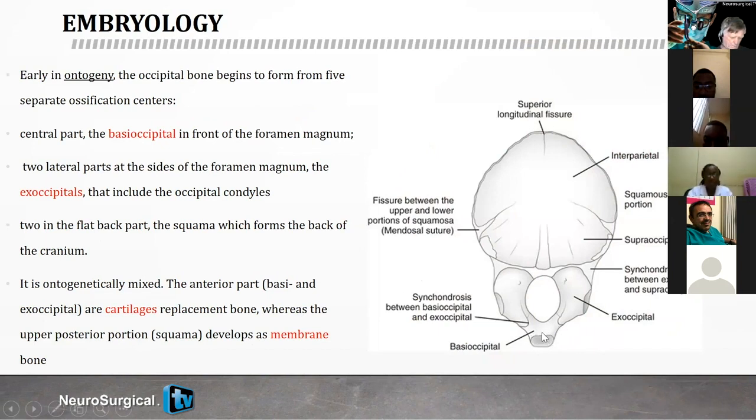The basioccipital, which is just in front of the foramen magnum. We have the two lateral parts, which are the exoccipitals, where the occipital condyles are found. We also have the flat back, which forms the squama. We have to note that the occipital bone is an ontogenetically mixed bone that is made up of a cartilaginous part and a membranous part. The cartilaginous part is the anterior part, which is made up of the exoccipitals and the basioccipital, while the membranous part is mainly made up of the squama, which you can see with my cursor.